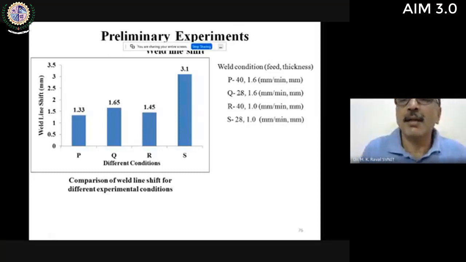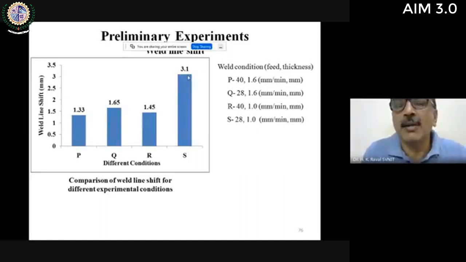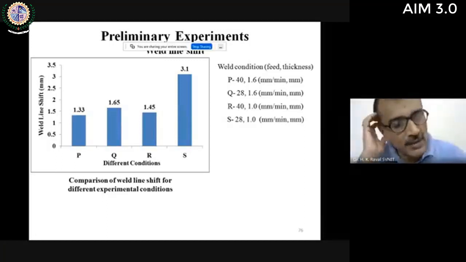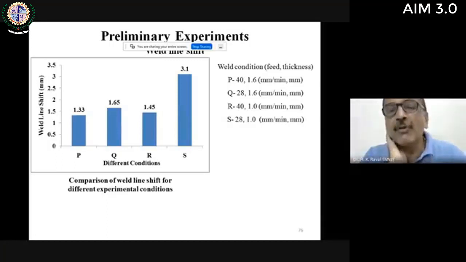Here the thicknesses are taken as P and Q of 1.67 mm thickness, and R and S of 1 mm thickness. Feeds of 14.828 mm per minute were combined and studied here. It is found that the weld line shift is highest for the lesser feed and the thinner material. Why is it so? Because with lesser feed, the tool spends more time at particular locations. Hence, it tries to take the material along because of friction along with the tool rotation, and it drags the material more, and that eventually results in more weld line shift.